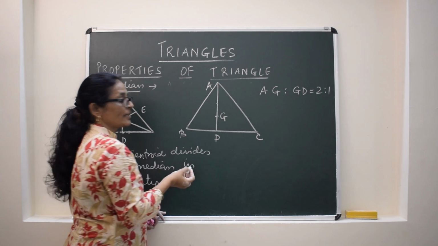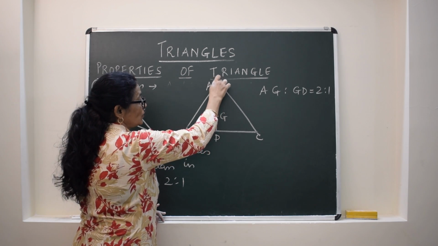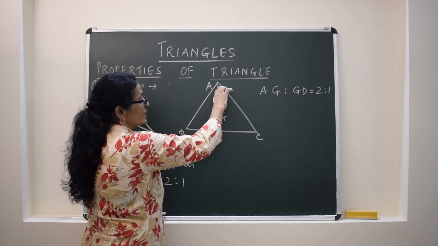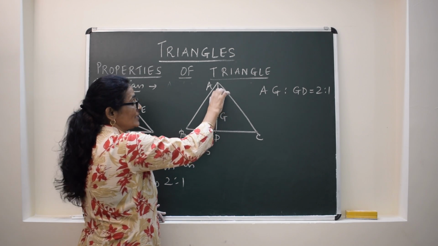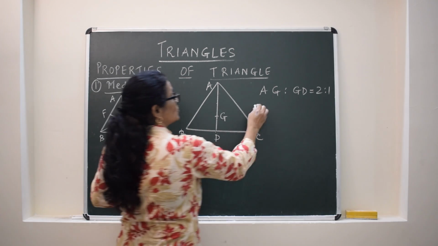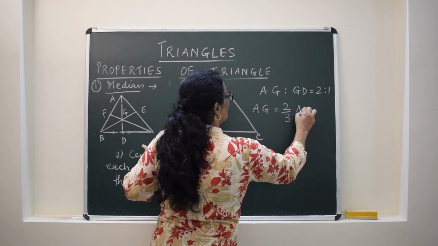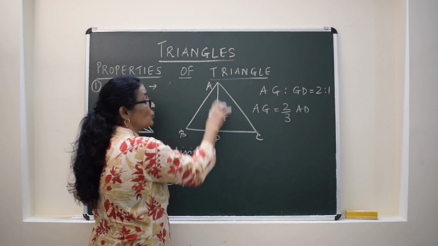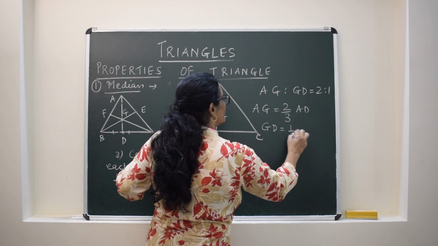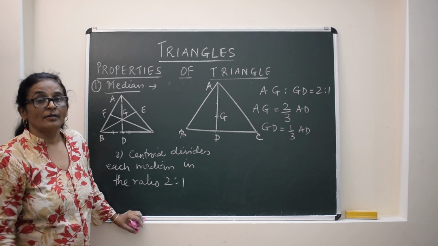So if I'm just taking a point over here, I can say that this AG is total 2/3 of this AD. Okay, because these are 2 parts and this is 1 part. So total this AG in comparison to this AD will be its 2/3. So AG is 2/3 of AD. So this GD is 1/3 of this AD. So GD is 1/3 of AD.